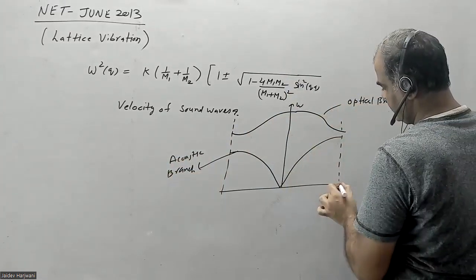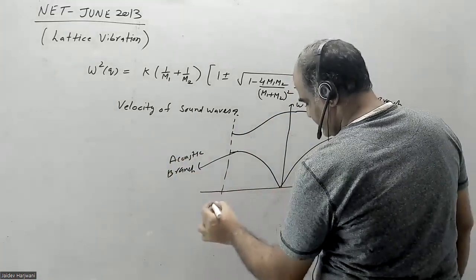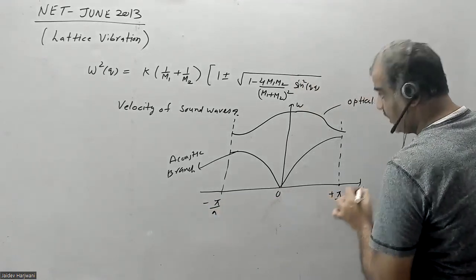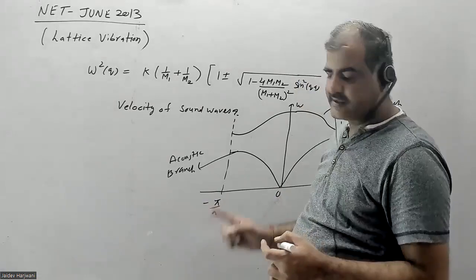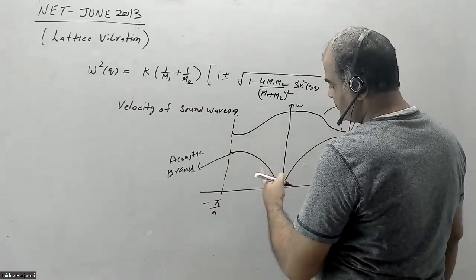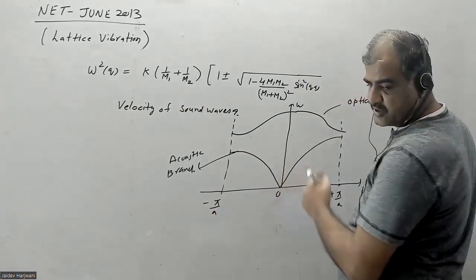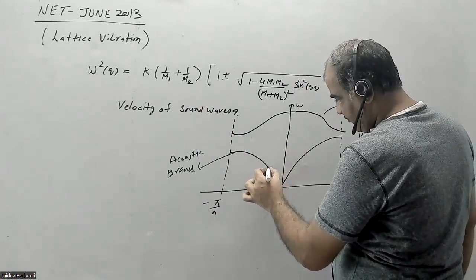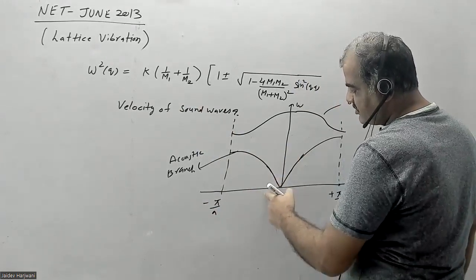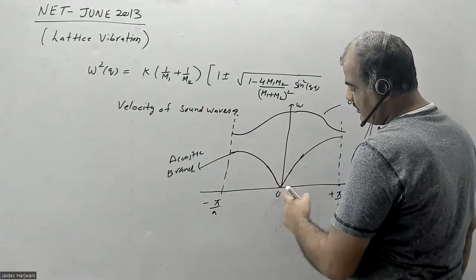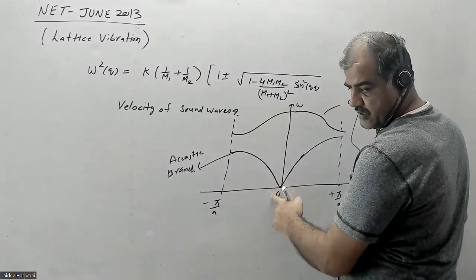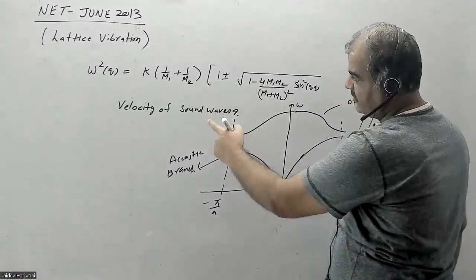So this is omega, this is k, and this is the first Brillouin zone, from minus pi by a to plus pi by a. In this question they're asking what is the velocity of sound waves. We know that the velocity of sound wave we can calculate from the acoustic branch. In the acoustic branch, for the long wavelength region, that is when k tends to 0, this omega-k curve is linear. So the slope of this curve will give you the velocity of sound.